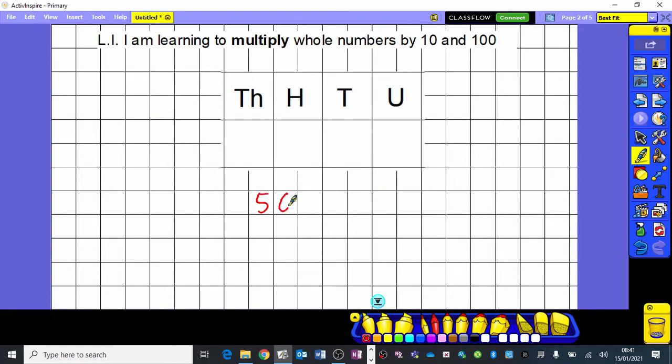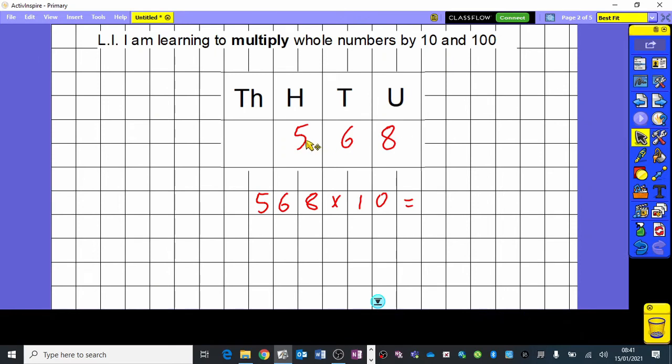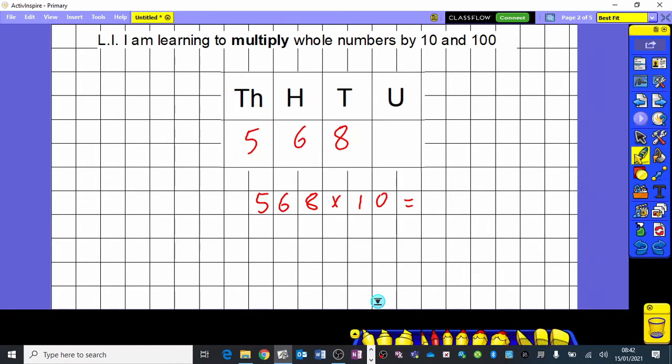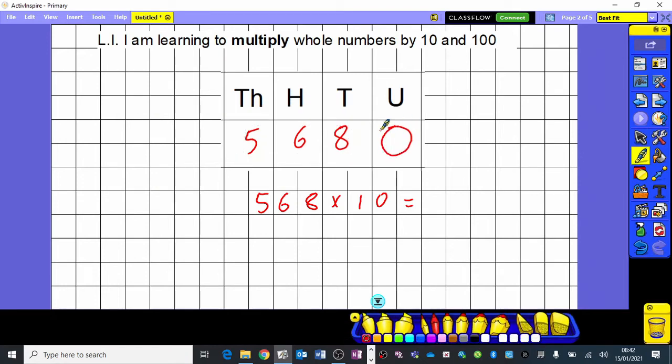Let's go 568 times 10. Well, 568, there it is. And instead of moving them up one at a time this time, let's just do it all at once. So the hundreds move up, the tens move up, the units move up, and the empty space is filled with a 0. So what do we end up with? 5,680. So we can see here that multiplying by 10, we just move everything up by one place.